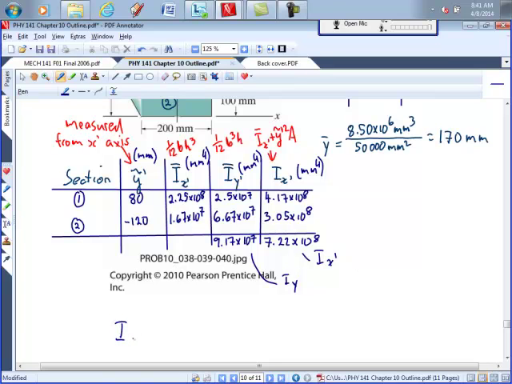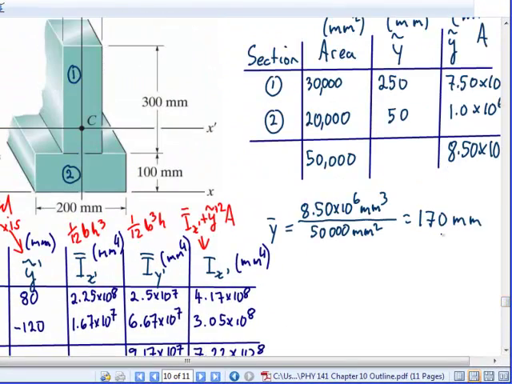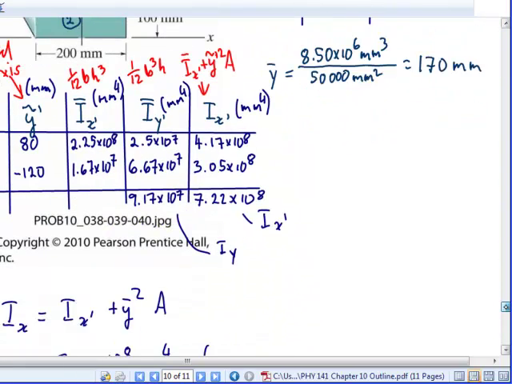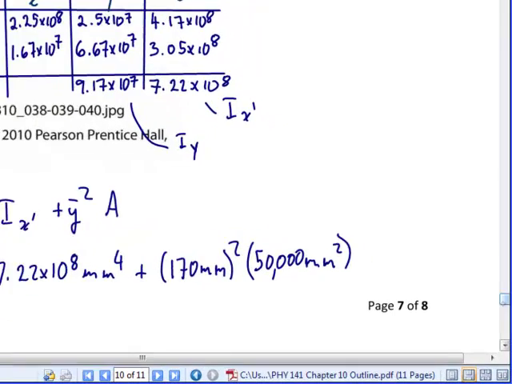So I x equals I x prime, the moment of inertia about its centroid, plus y bar squared A. So that's going to be the 7.22 times 10 to the 8 millimeters to the 4th, plus y bar for the whole composite is what we calculated here, the 170. So we have 170 millimeters squared times the total area, which was 50,000 millimeters squared. Yep, which we calculated up here.